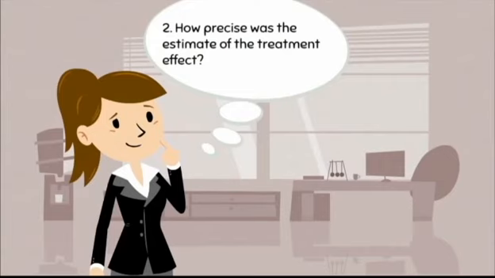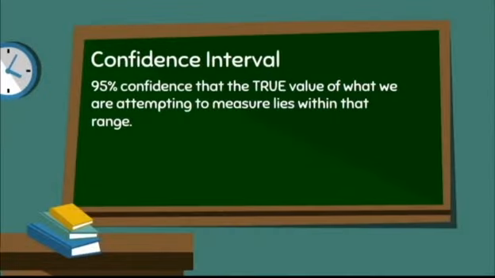Then we ask, how precise is that estimate? The true effect can never be known. We can only estimate the effect. The study provides us with a point estimate. However, it's unlikely to be precisely correct, so we must obtain the confidence interval to determine the range within which the true effect likely lies.